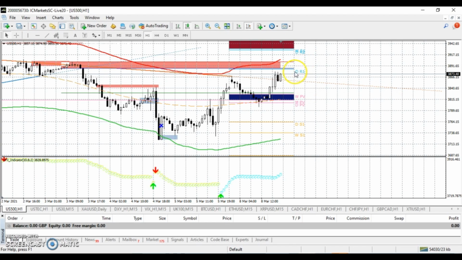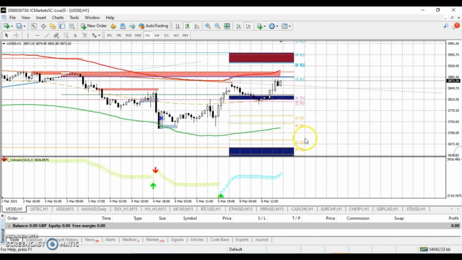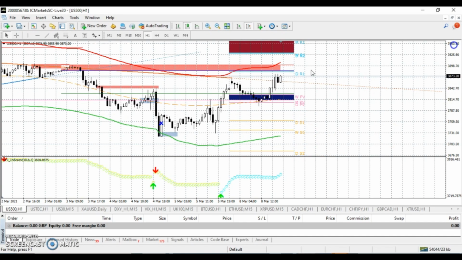What they stand for is daily resistance 1, monthly pivot, weekly pivot, daily support 1, weekly support 1, daily support 2. Basically, it's all automatically calculated. They know where all the resistances are for the day, for the month, for the week. They know where all your supports are for the day, for the month, for the week. Everything's all done automatically for you.